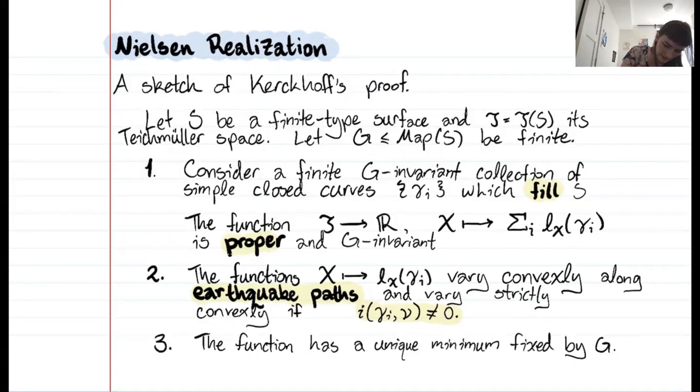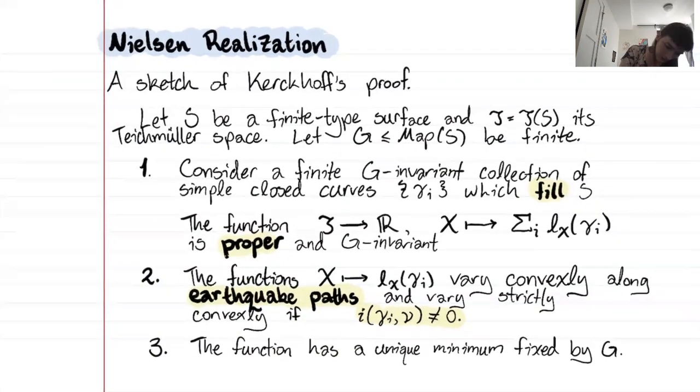So let me sketch the idea of why. Let me sketch the value of the function as height. So let's suppose we had two minima. Then we can connect these two minima by an earthquake path. There are enough earthquake paths to do this for any two points in Teichmüller space. All of our functions are varying convexly. So what that means is at worst, they're tracking the straight line between our two points, or like the graph is. Convexity means that the graph lies underneath the straight line.